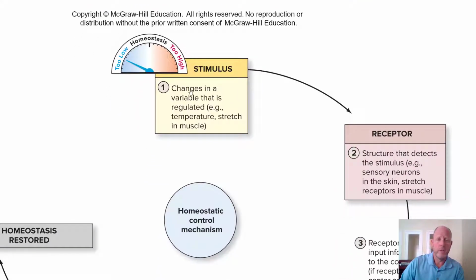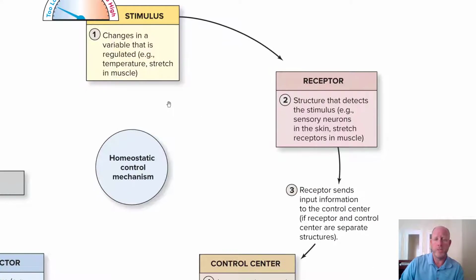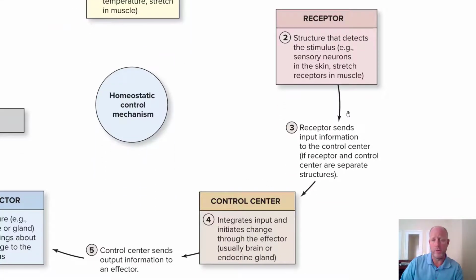We have our stimulus. There's a change in a variable, like a change in temperature or a change in stretch in muscle. There's a receptor, basically sensory neurons in the skin, or stretch receptors in the muscle. In this case, something like the Golgi tendon organ or the muscle spindle would sense what's happening and give a response for what's happening in the muscle. But that said, there's a change somehow in either tension on a muscle or temperature.